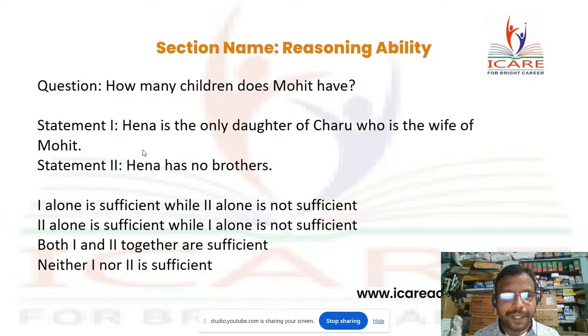But if you combine both statements, statement one and statement two together, Hena is the only daughter, there are no other females, and Hena has no brothers. It means Hena is the only child of Charu and Mohit. That cannot be said from a single statement, but from both statements. Both 1 and 2 together are sufficient. Option C is the correct answer.